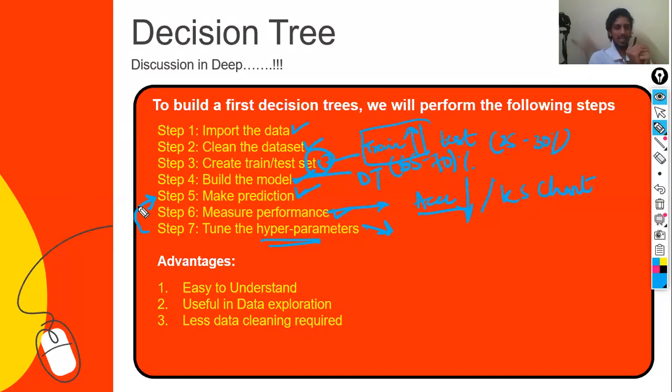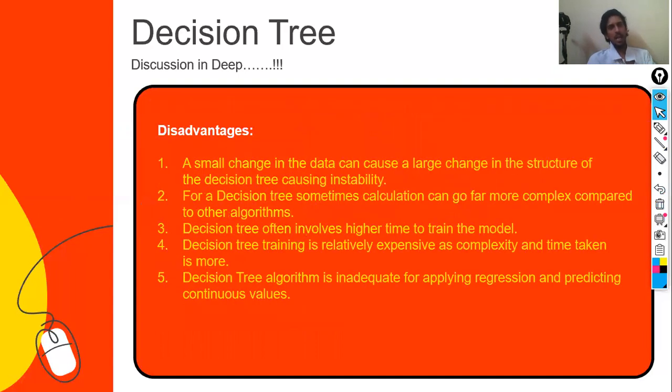Now the advantages are, it's very easy to understand. Probably I would say it is the easiest to understand across all machine learning algorithms. It's useful in data exploration, yes, and less data cleaning is required. That is something that's understood, because it can handle all kinds of data, and it can handle all kinds of information. It becomes very easy to work on a decision tree.